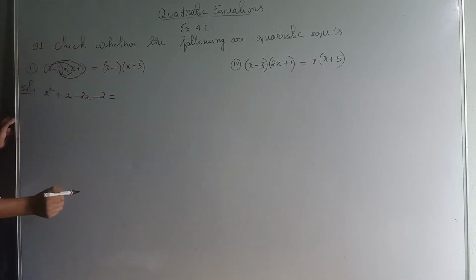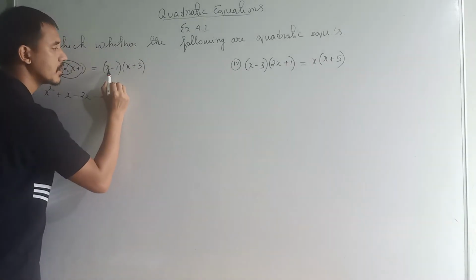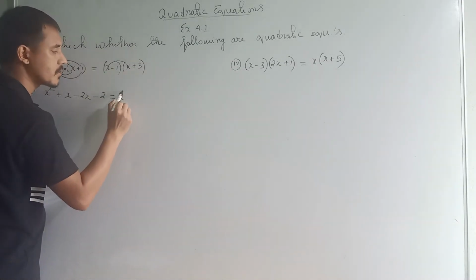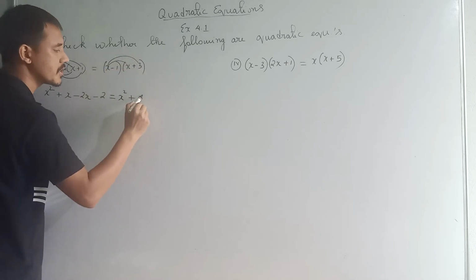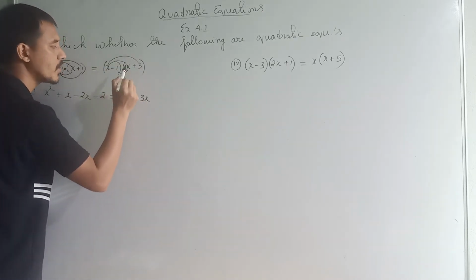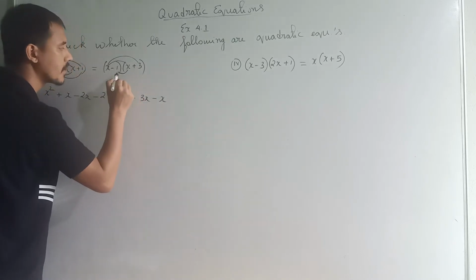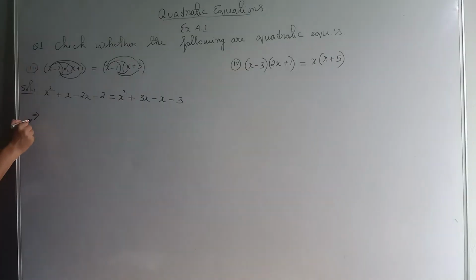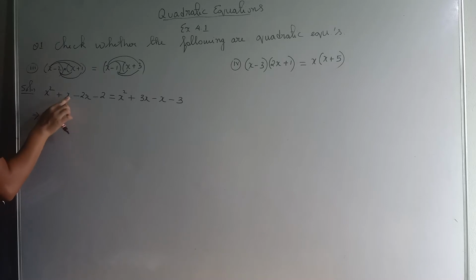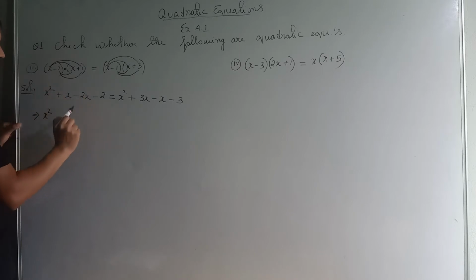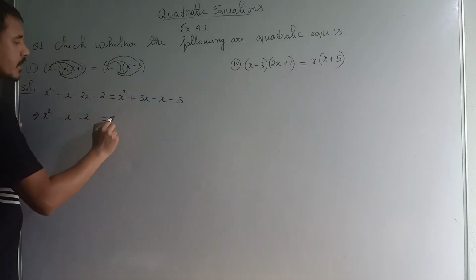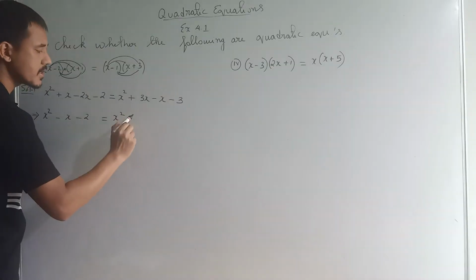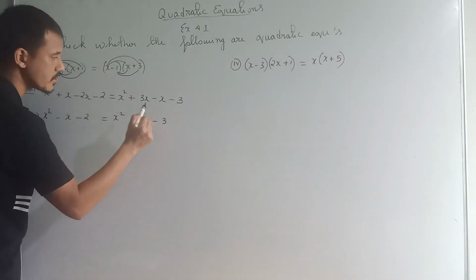Equal to, on the right side, we multiply this. X times x is x squared, plus x times 3 is 3x. Minus 1 times x is minus x. Minus 1 times 3 is minus 3. We can add or subtract the like terms. X and minus 2x are like terms. So x minus 2x, and then we have minus 2 equal to x squared, 3x minus x, we have 2x and then minus 3.